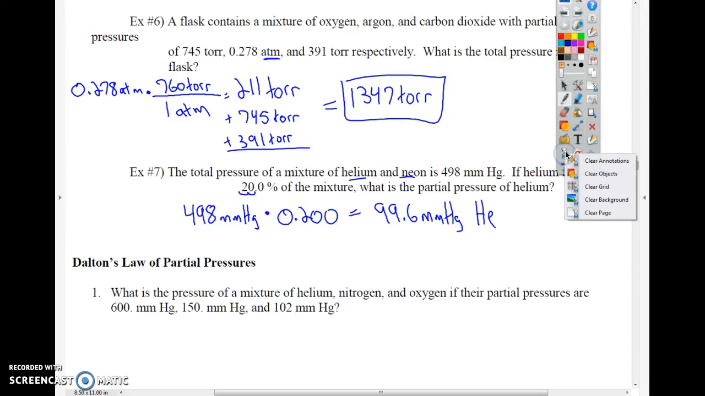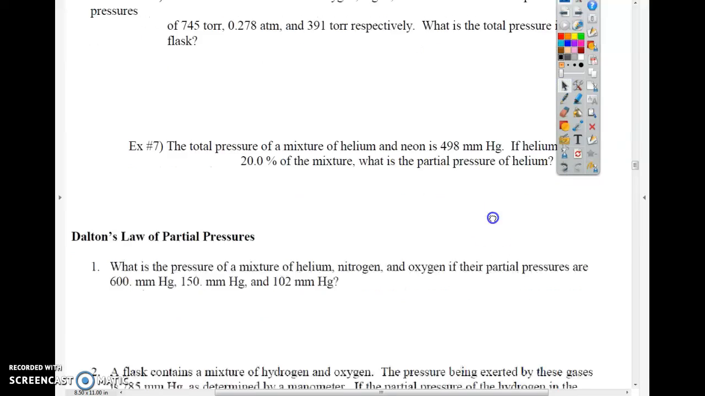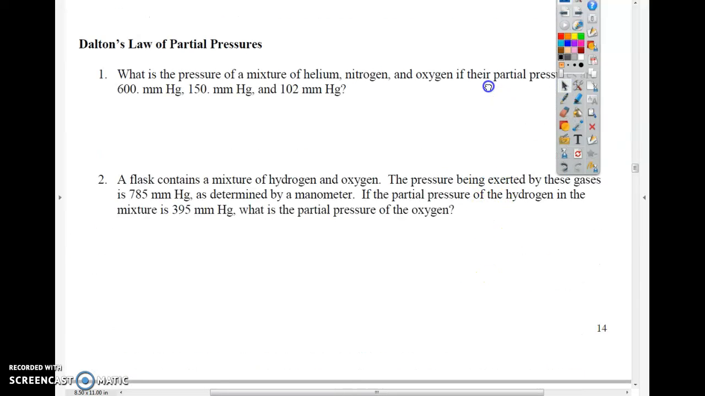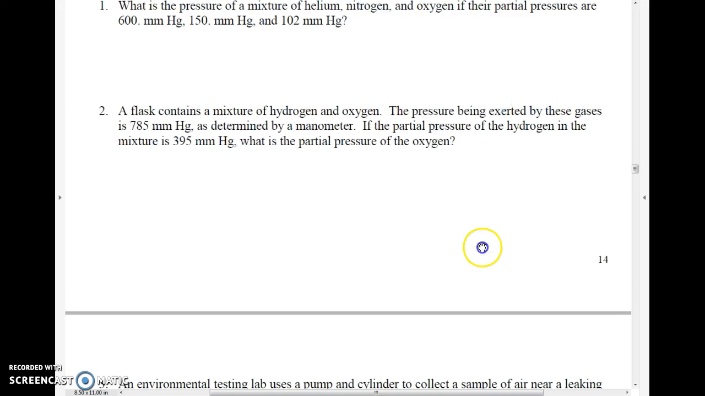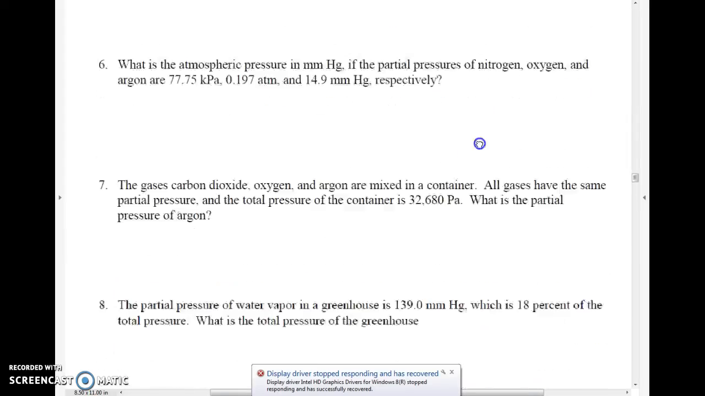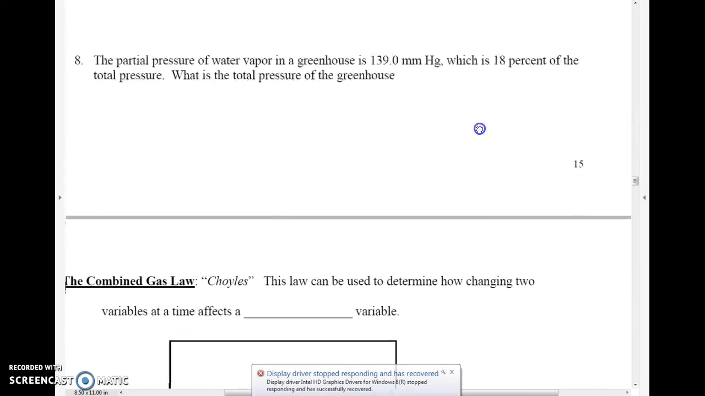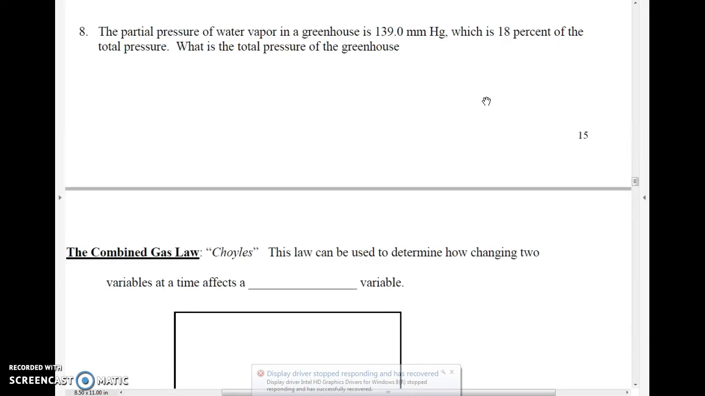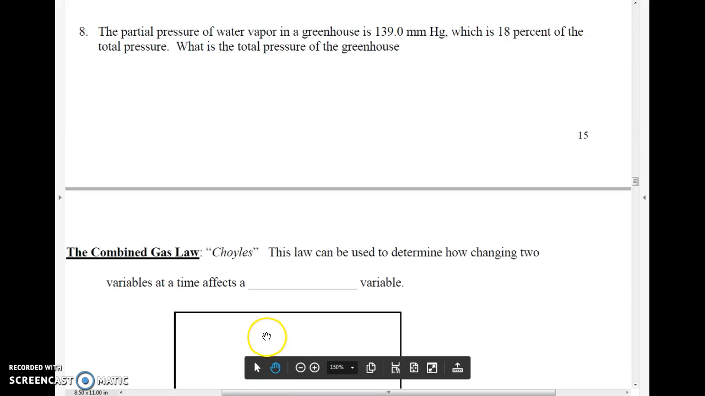Now, another way that pressures could come up, and this is what throws people off a lot of times. I'm going to scroll, if it lets me, to the next page. Number 8. Now look at number 8. It says the partial pressure of water vapor in a greenhouse is 139.0 millimeters of mercury, which is 18% of the total pressure. What is the total pressure in the greenhouse?